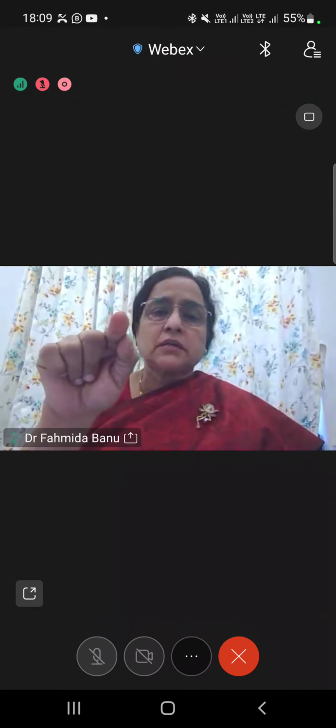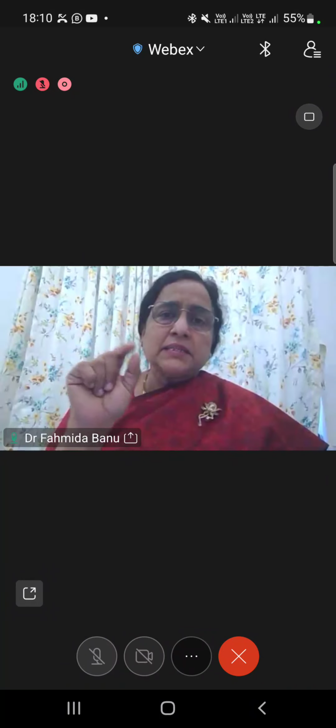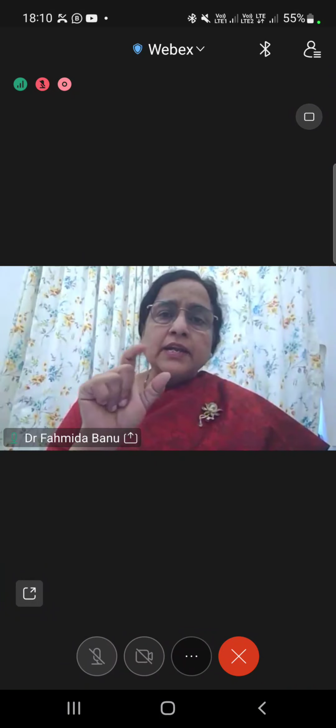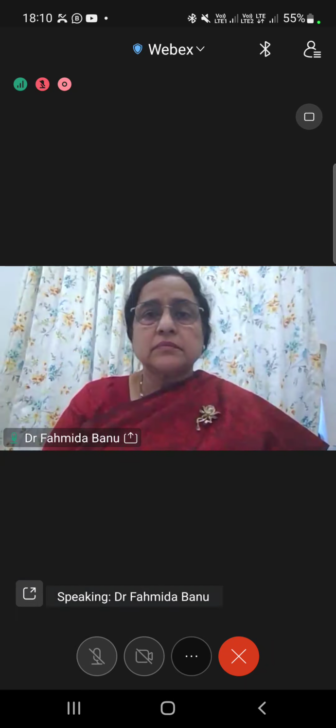You press the button start. Once you press the button start at 87 degrees centigrade, automatically it will stop by itself at 8 minutes.